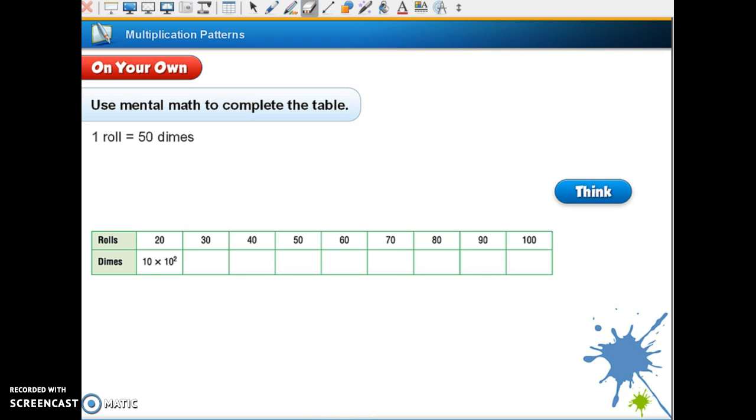This is on the top of page 23. Okay? 1 roll equals 50 dimes. Remember that. 1 roll equals 50 dimes. That's going to be important. It says think 50 dimes per roll times 20 rolls. Okay? So we have 20 rolls. 10 dimes are how much? 10 cents. And 10 to the second power. Okay, so 10 to the second power. 1, 2. All right, so what would 30 times 50 dimes be?